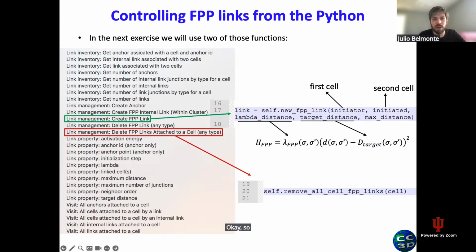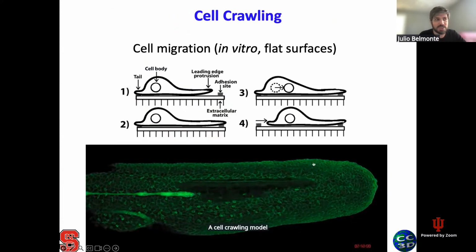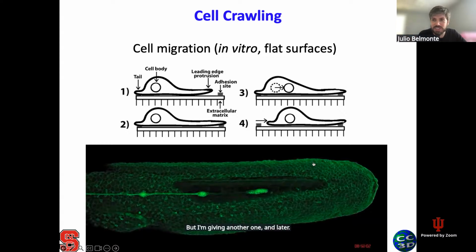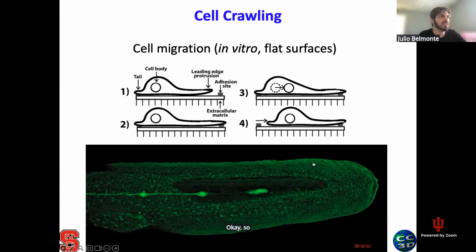I do not know how many times you have seen a cell crawling model in this workshop, but I'm giving another one and later even another one, okay? That just reflects the fact that, given one cell process, there are many ways you can model it, and that's certainly true for CompuCell. If you say, I have a CompuCell3D model of cell crawling, there are many ways you can do that in CompuCell, okay?